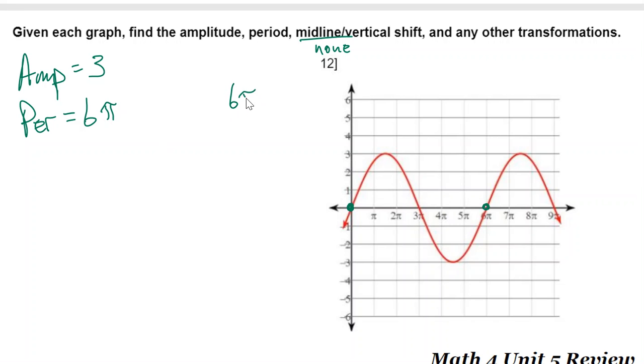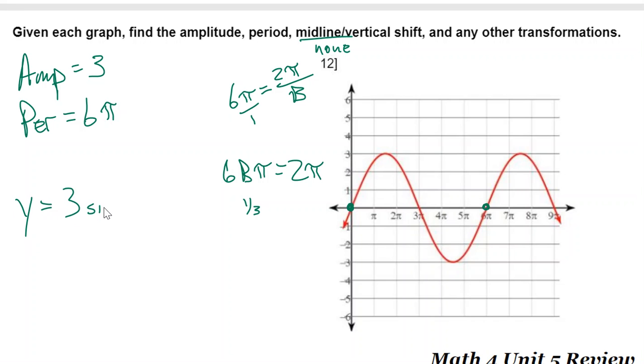Now the issue becomes, how do I write it as an equation? That cross multiplying is going to be like 6 pi b and 2 pi. If I have 6b pi equals 2 pi, 6 times what would give me 2? B would have to be 1/3. 6 times 1/3 would give me 2. So my equation is going to look something like this. And there is no vertical shift.